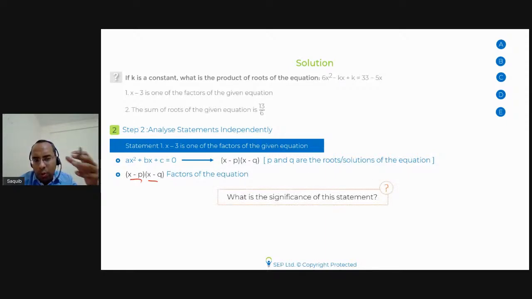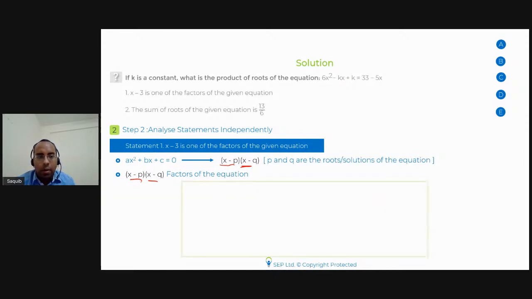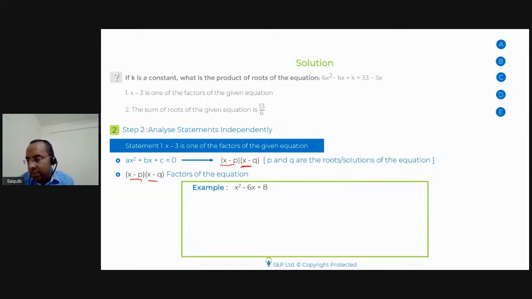I'm not going into too much detail, but the main crux you need to understand here is that once you write it in this form, each part is known as a factor of the equation. Now you might ask me, what is the significance? Okay, fine, I've learned its factors. Now what? So I want to explain this with an example.